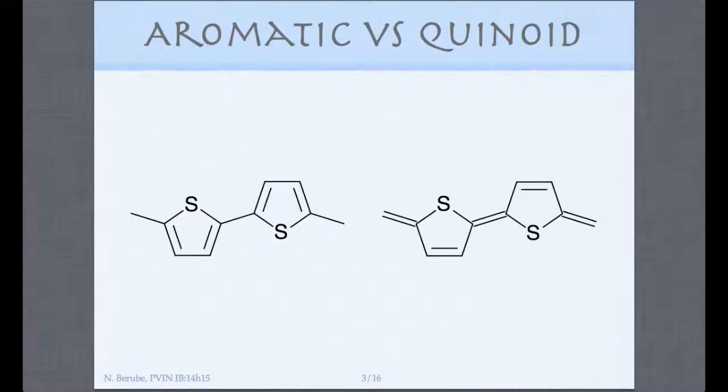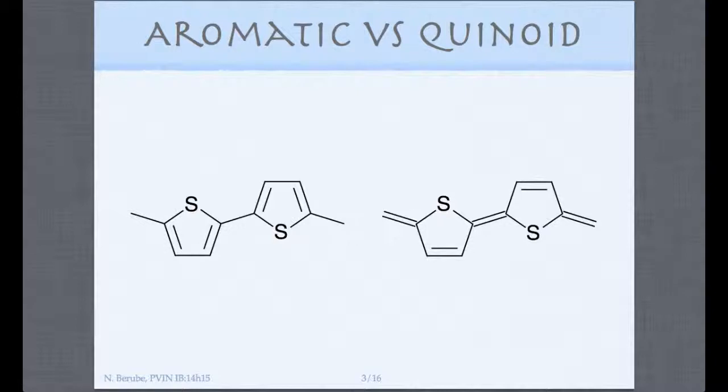One way to look at the band gap of a polymer would be to look at its aromatic versus quinoid form, which means the structural form. Here we have an example, the polythiophene in its normal aromatic form, and the polythiophene in its quinoid form. The difference between the two, for the most astute of you, is that the aromatic form has the single carbon bonds in between the monomers, while the quinoid form has double carbon bonds in between the monomers.